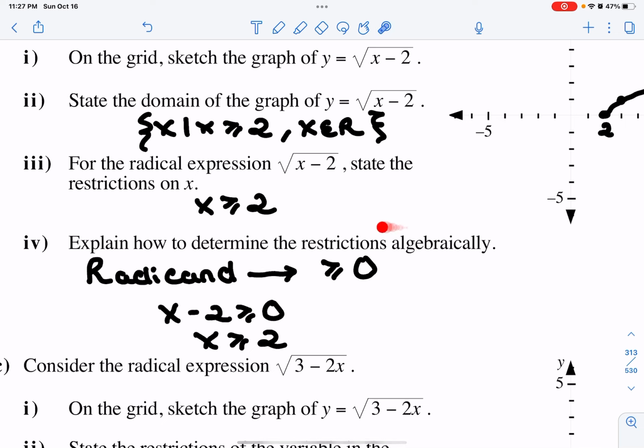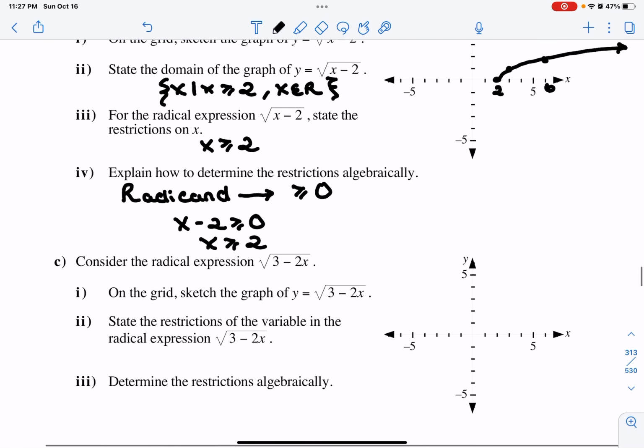Now, for example C, I'm going to let you do that one on your own. It follows the exact same principles. You'll be asked for the restriction, the domain, but that is one I would like you to try.